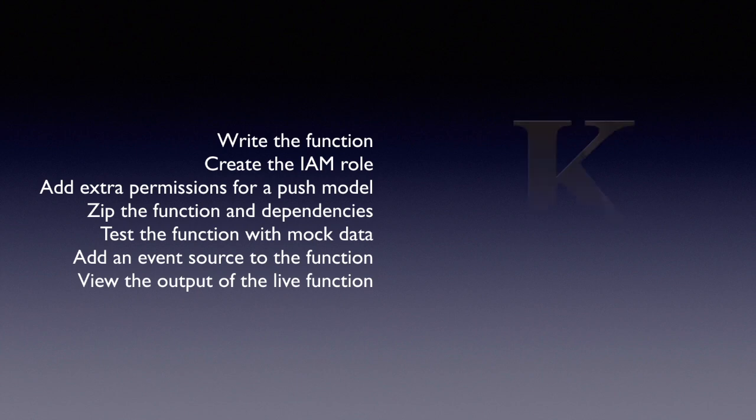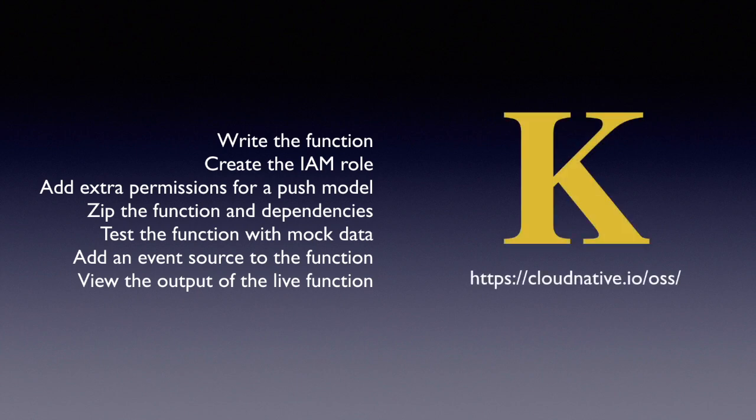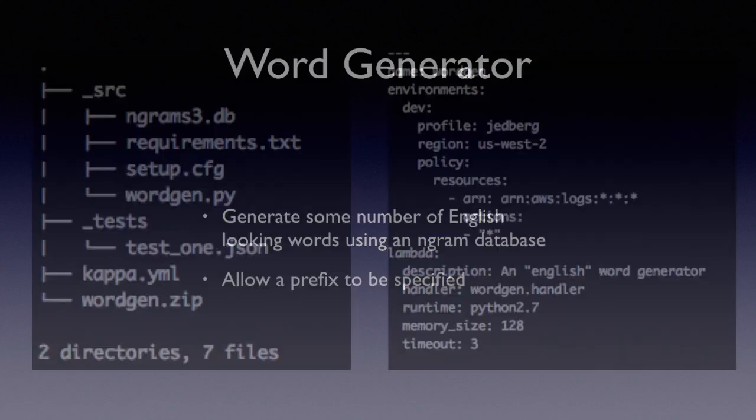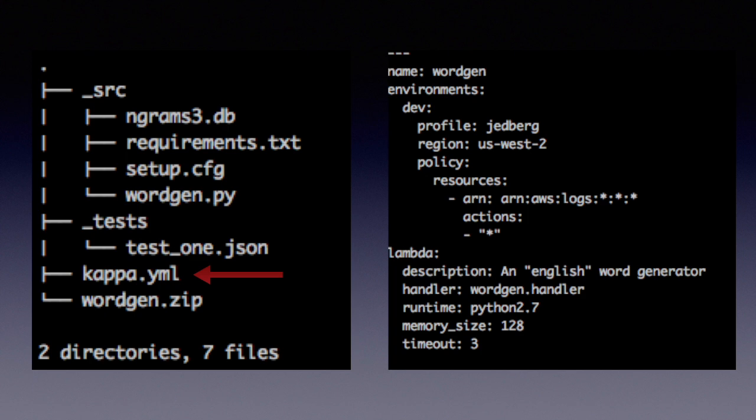Or you can use the open source project that my company's created called Kappa. And what Kappa does is it takes care of all of that stuff on the left for you. So it does all of that for you at once. And I'm going to demonstrate it for you right now. So I created a word generator. What this does is it generates English-looking words using an n-gram database from Google. You can specify prefix, suffix, etc. Here's what some of the files look like.